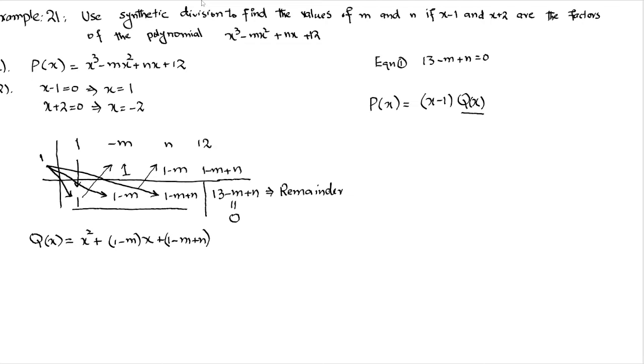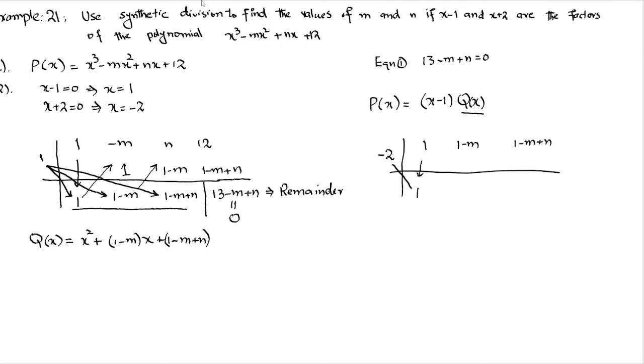we will consider this polynomial and consider the coefficients of this polynomial, which are 1, 1 minus m, and 1 minus m plus n. We will draw the synthetic division table. And the next factor x plus 2 is equal to 0, from which the value of x is minus 2. The first coefficient is written as it is, which is 1.